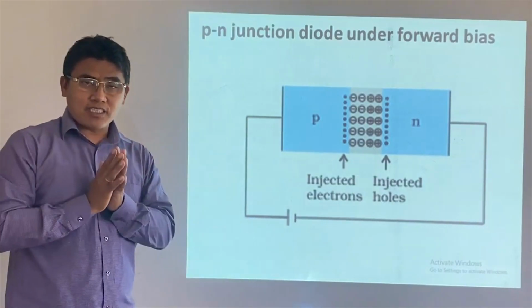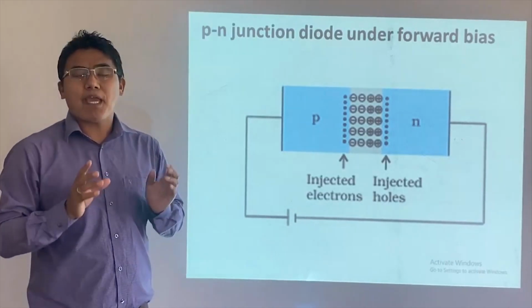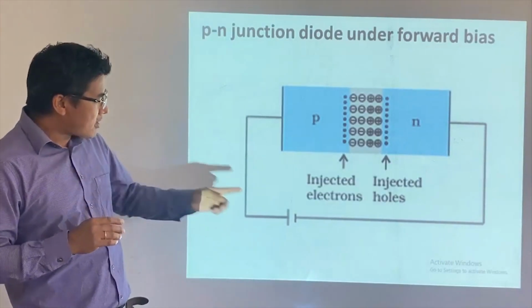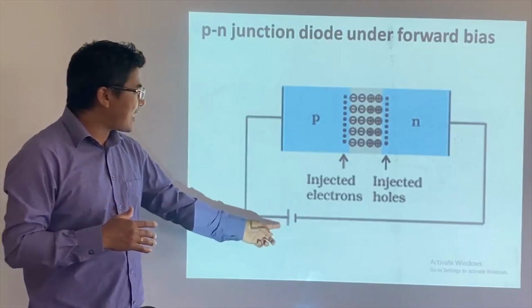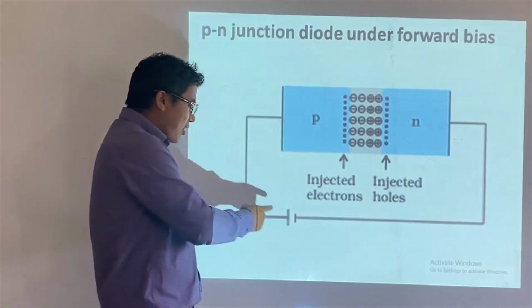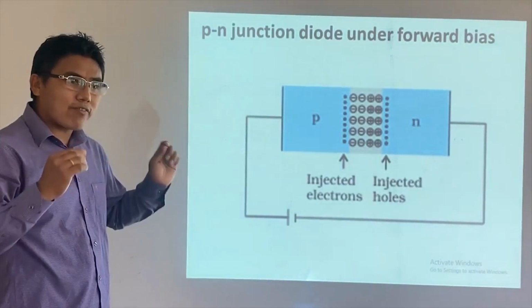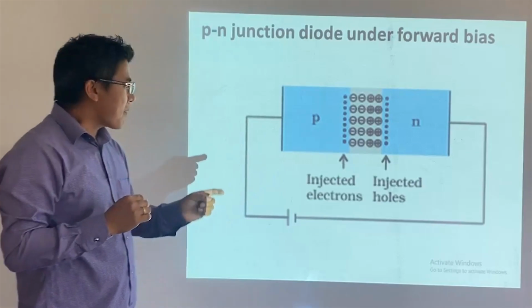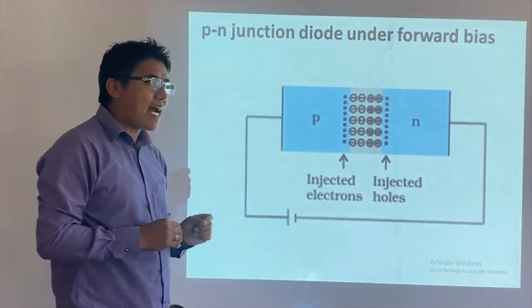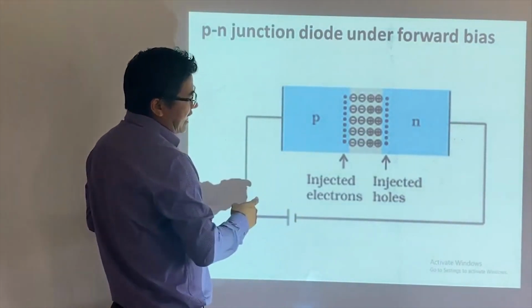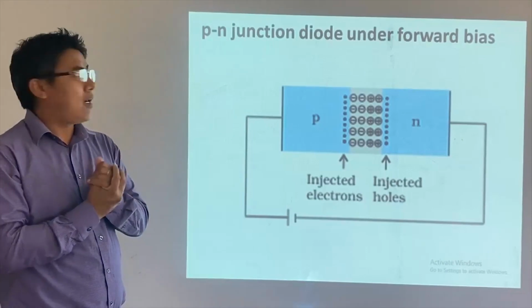When we talk about a forward bias, what do we mean by a forward bias? Forward bias is a type of biasing of a PN junction diode, where the positive terminal of a cell is connected to the p-type, and the negative terminal of the cell is connected to the n-type. So we have two terminals, the p-terminal and the n-terminal. The positive terminal of the cell is connected to the P terminal, and the negative terminal of the cell is connected to the N terminal of the diode. So this is what we call a forward bias.